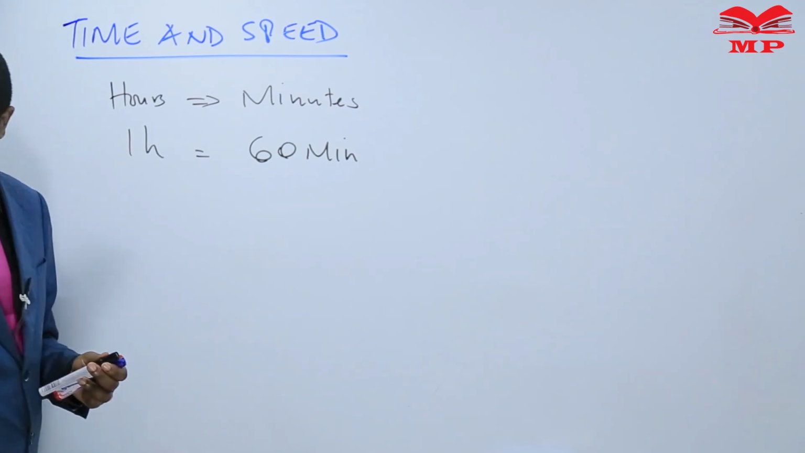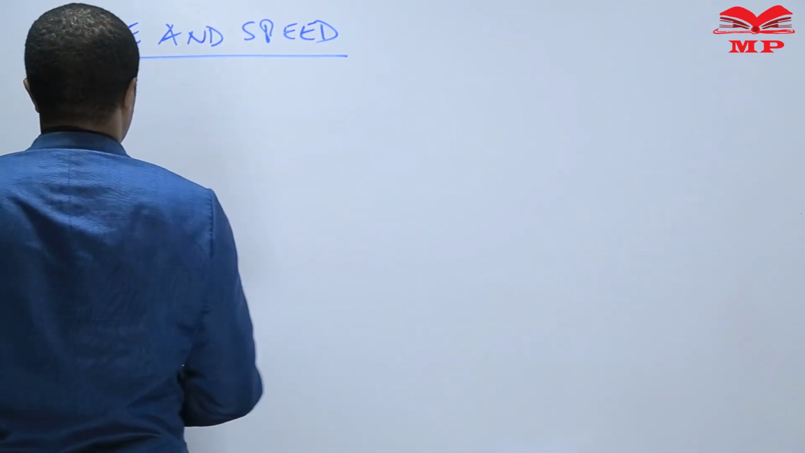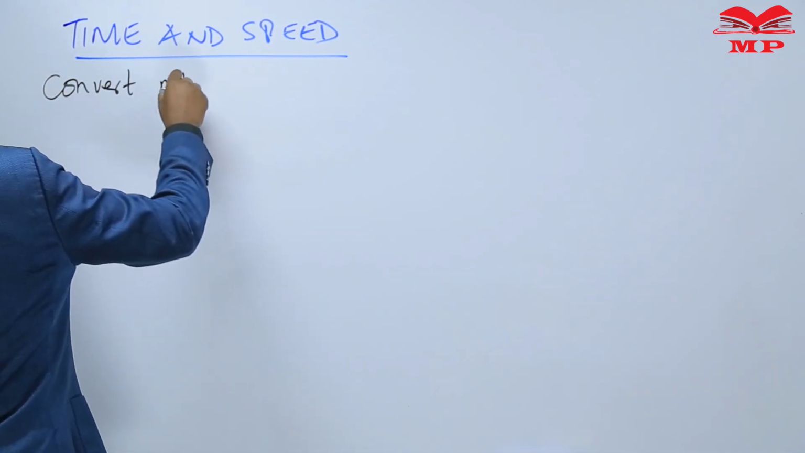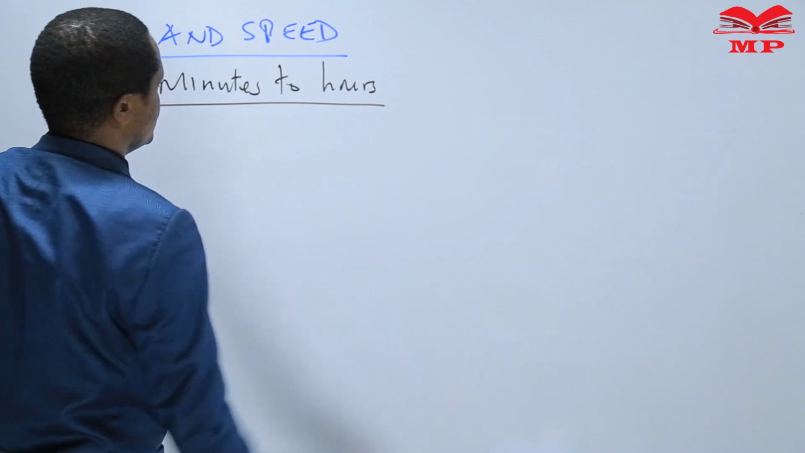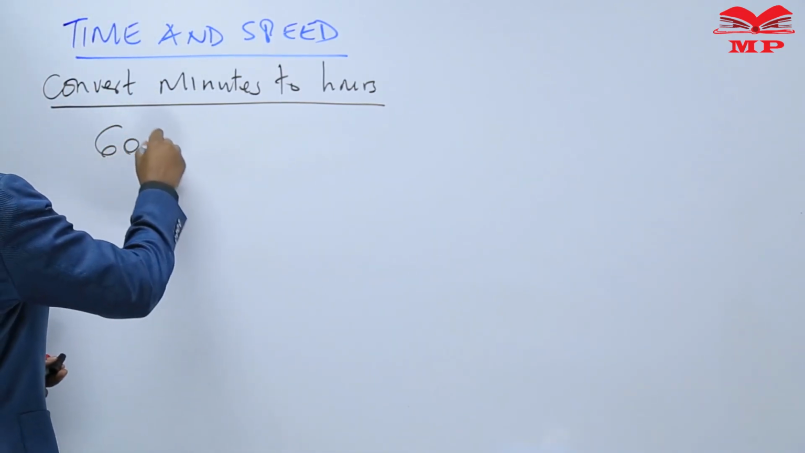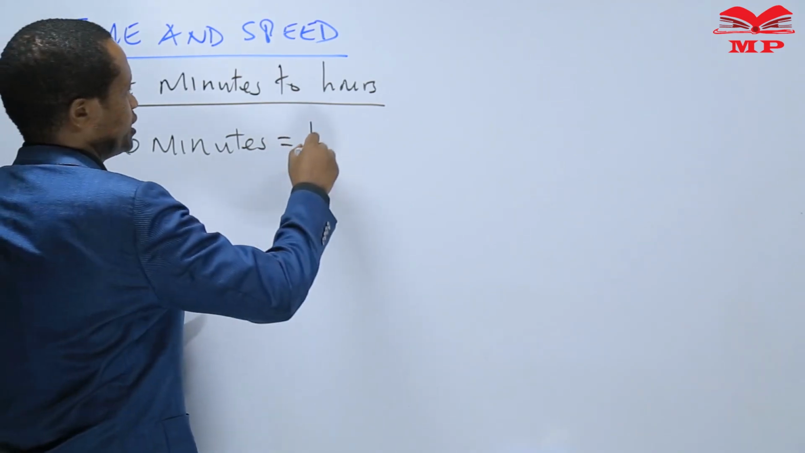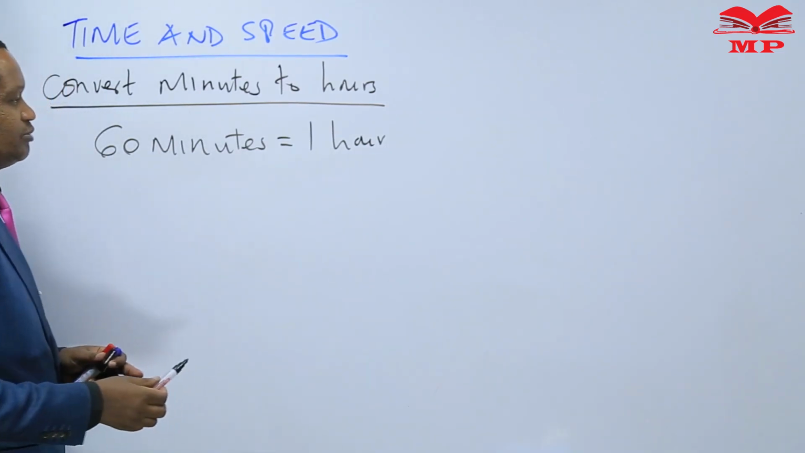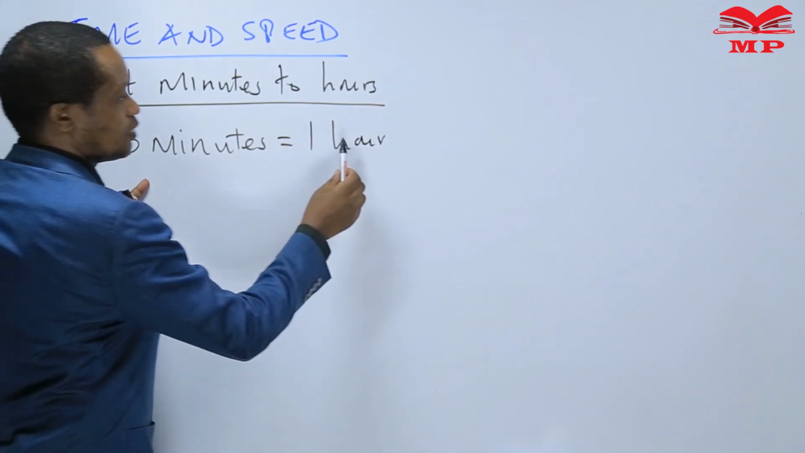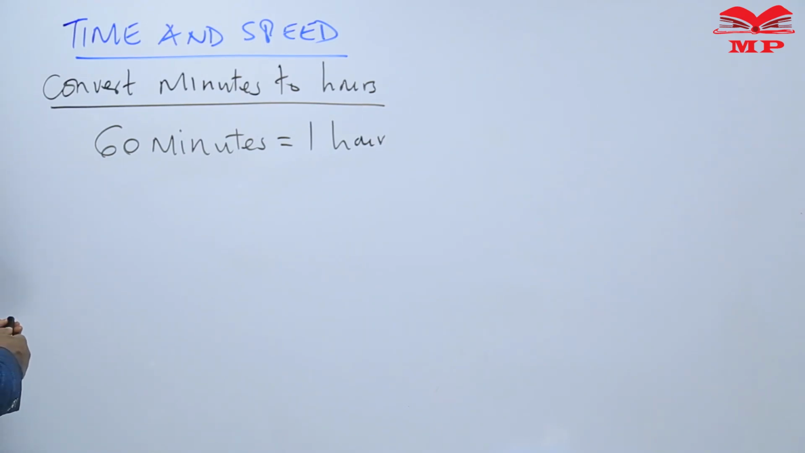In our lesson today, we want to learn and revise how to convert minutes to hours. Now, we know 60 minutes is equal to 1 hour. These are units of time. Time can be measured in hours, and time can be measured in minutes. So 60 minutes make 1 hour. We want to see how we can convert minutes to hours. If you are given minutes, how do you convert the minutes to hours?